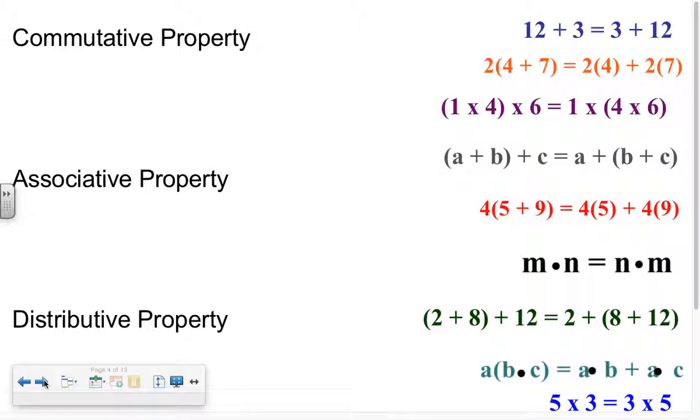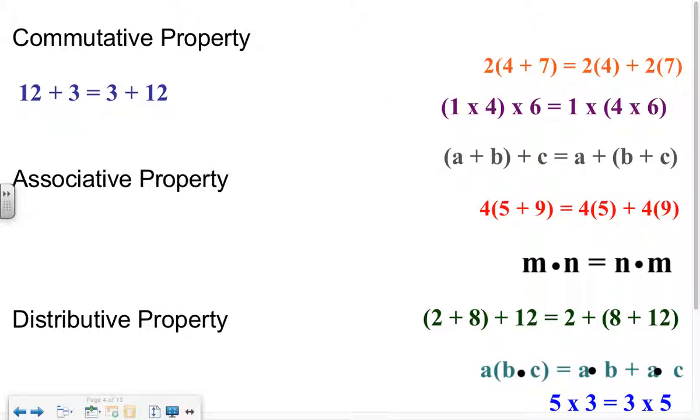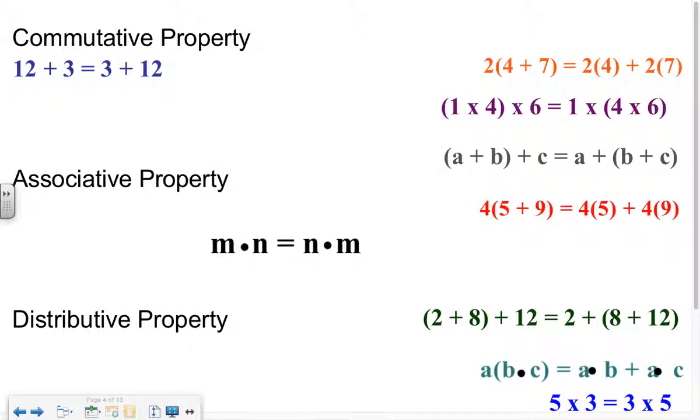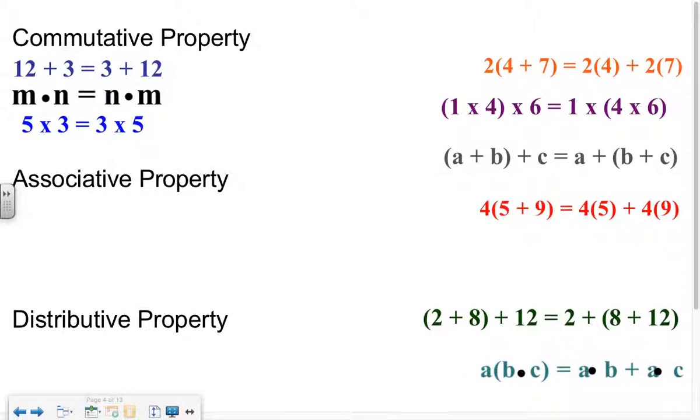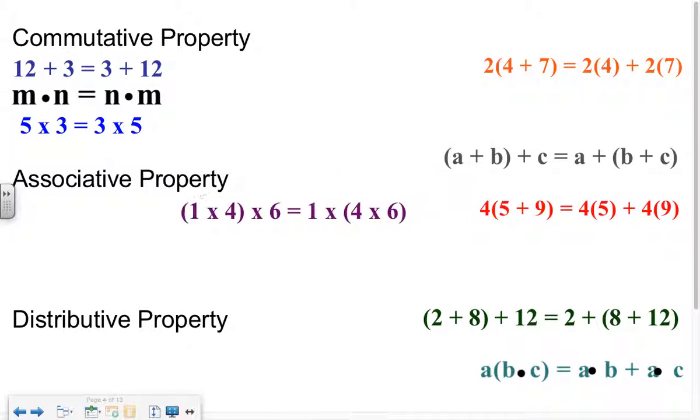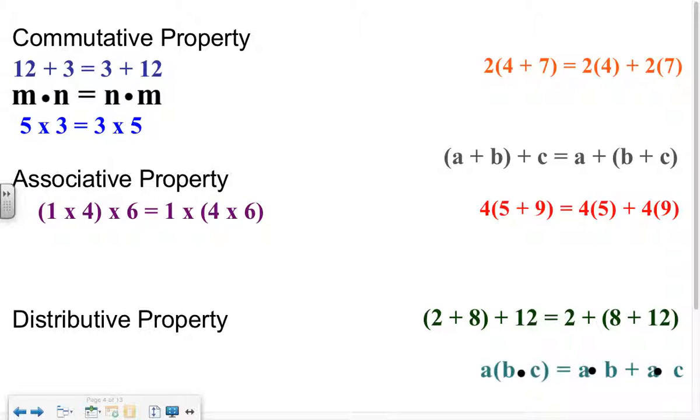Number 3 is a click and drag. Now since this is a video, you guys obviously can't do the click and drag, but I'm going to bring over the ones that go under each property. So remember that the commutative property is moving the numbers or flip-flopping the numbers. So 12 plus 3 equals 3 plus 12, m times n equals n times m, and 5 times 3 equals 3 times 5.